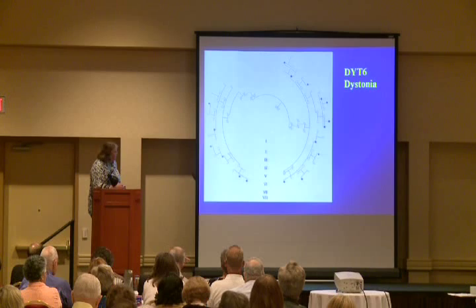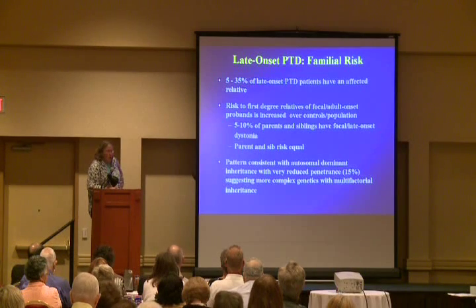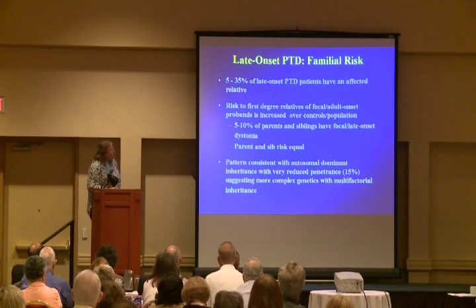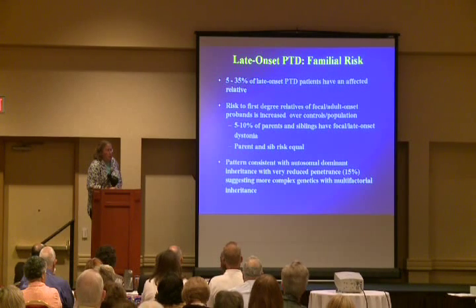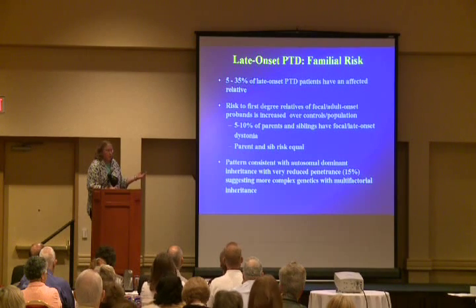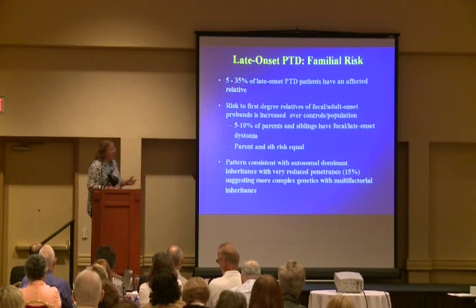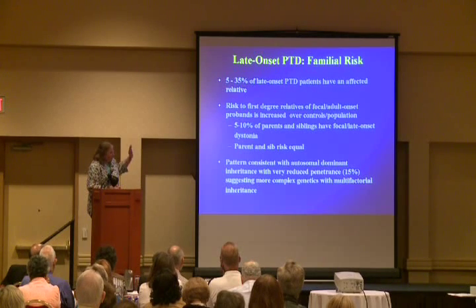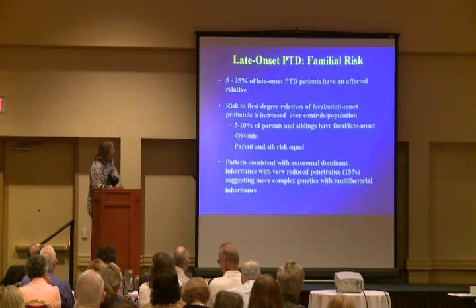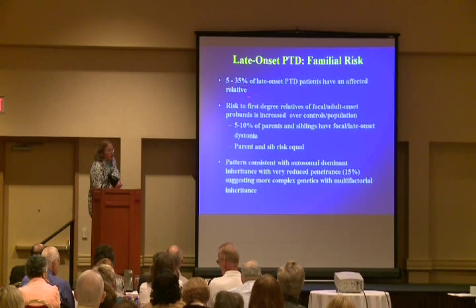And so the problem that we have, that Dr. Fahn talked about with later onset dystonias, is we don't see these kind of families. Is the reason we don't see these kind of families because it's not genetic, or are there different reasons? Dr. DeFazio went over some of this data that suggests that 5 to 35% of late onset primary dystonia patients have an affected relative. So this is called looking for familial aggregation.